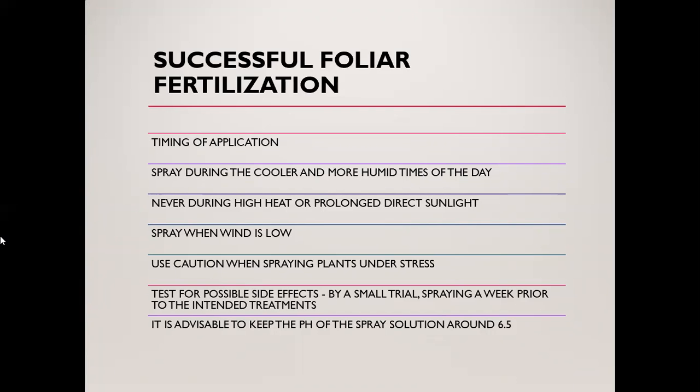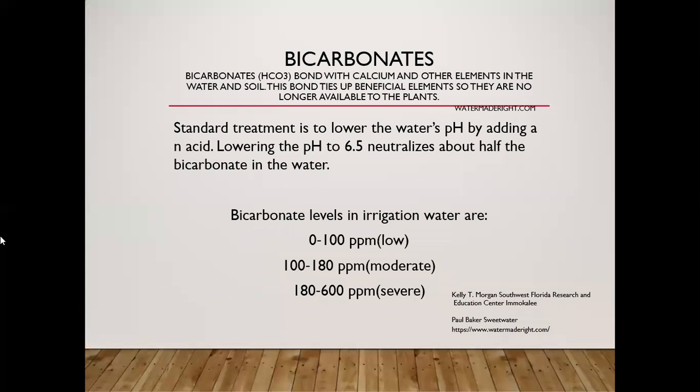I talked a little about using caution when spraying plants under stress. They don't react the same as maybe a normal healthy plant would. And again, this goes back to test for the possibility of side effects, if we're spraying something that we're not familiar with or we have not tank mixed together. And then it's always advisable to try and get our pH of the spray down to around a 6.5. That has a lot to do with availability, but it also has to do with what I look at based on bicarbonates and water pH.